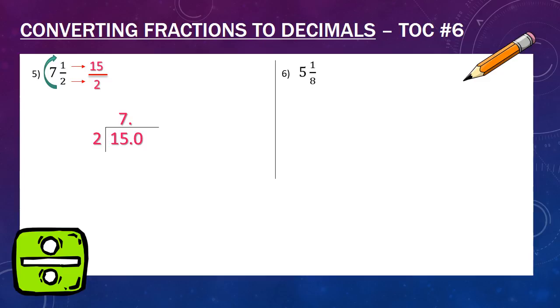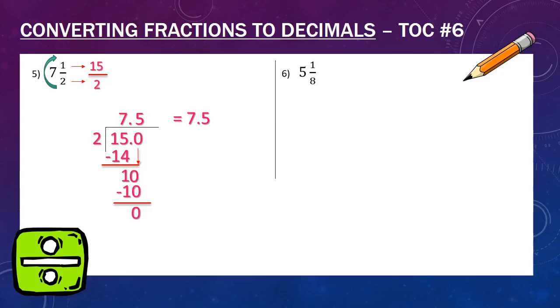So you don't have to think on that front end, because you can just think of that whole number out front of the fraction or the mixed number. It's going to be the same whole number that's in front of your decimal. So once I multiply 2 times 7, it's 14. When I subtract, I have a remainder of 1, but I can't stop because I don't have a remainder of 0. So let's bring down our 0 and say how many times will 2 go into 10? That's 5. 2 times 5 is exactly 10. So now I'm done. My answer for 15 halves, or 7 1/2, is 7.5.